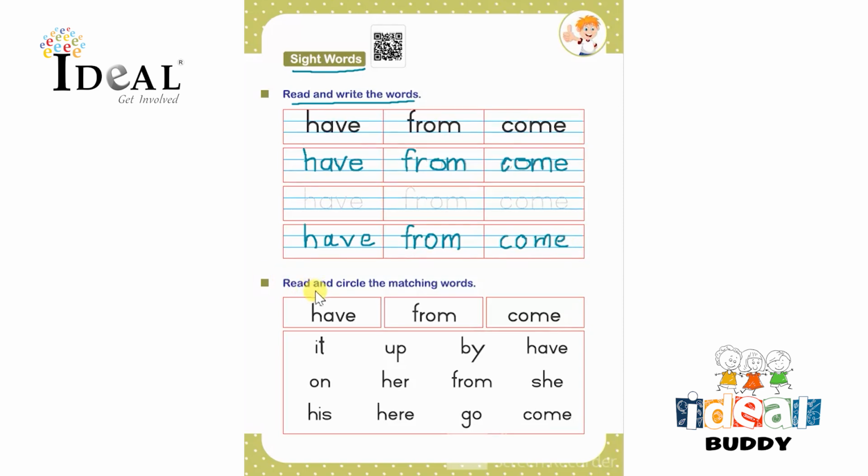The next part is read and circle the matching words. So the first word is have. So they have to read all the words given over here and then encircle the correct word. The next word is from. So they will be encircling it over here. After that it's come. So they have to encircle the correct word over here.